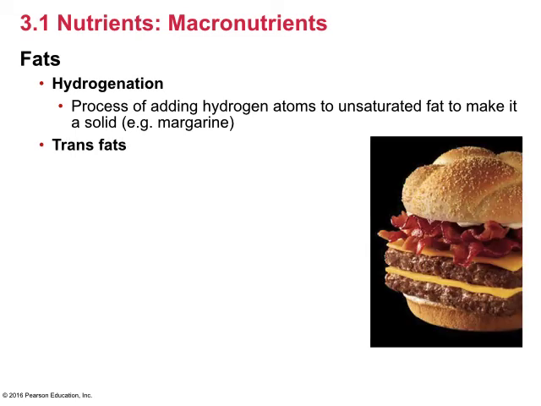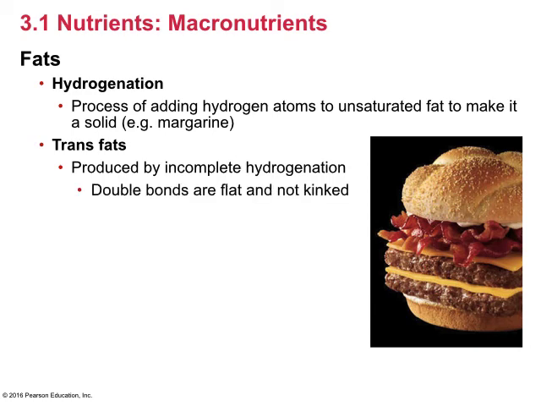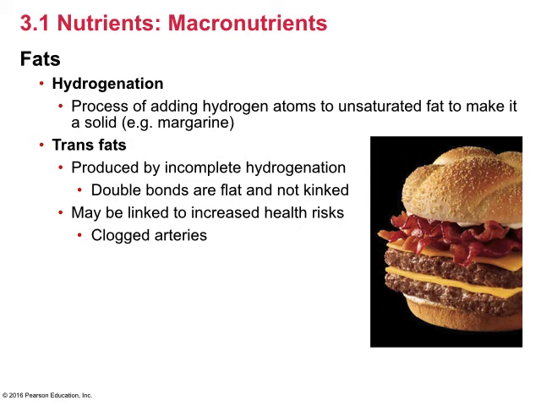And another fat that's bad for you is called a trans fat. These are fats that are produced by incomplete hydrogenation, so the double bonds are flat and not kinked. And the main thing is that these trans fats have been shown to have a correlation with increased health risks such as clogged arteries, heart disease, and diabetes.